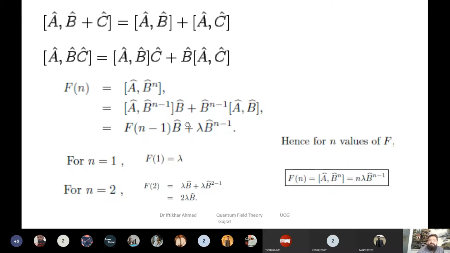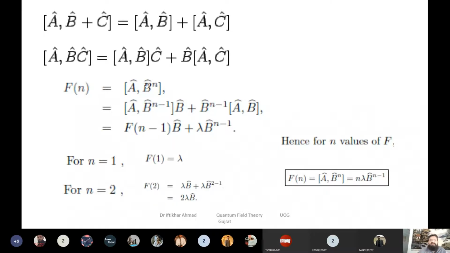So again into b. So finally we get this recursive relation. Now you can put n equal to 1. When you put n equal to 1, you get n minus 1, which is 1 minus 1, 0, and then you get f of 0, which means 0, and then you get lambda b raised to power 0, which means 1, so you get only lambda. So in the case n equal to 1, f1 is equal to lambda.